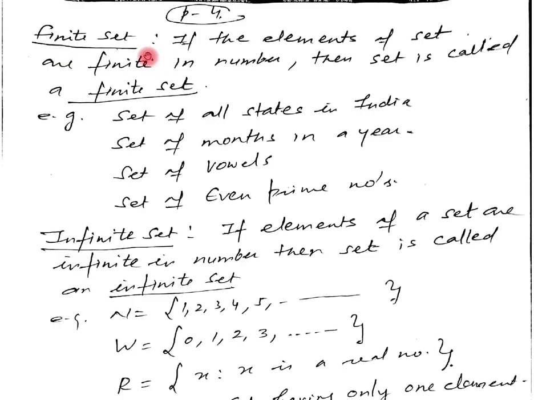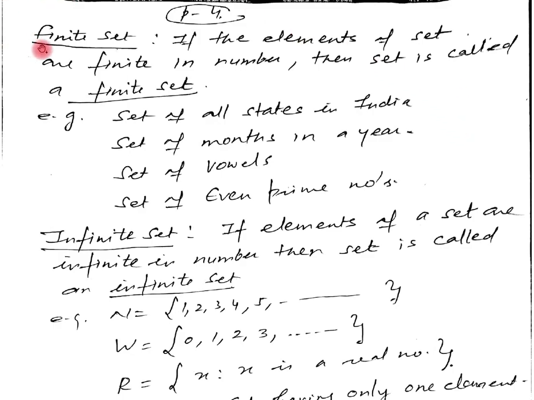Let me explain different types of sets. The first type we have considered is the finite set. As the name indicates, if the elements of the set are finite in number, then the set is called a finite set. For example, the set of all states in India, the set of all months in a year, the set of vowels in the English alphabet, the set of even prime numbers. In all these sets, the elements can be counted.